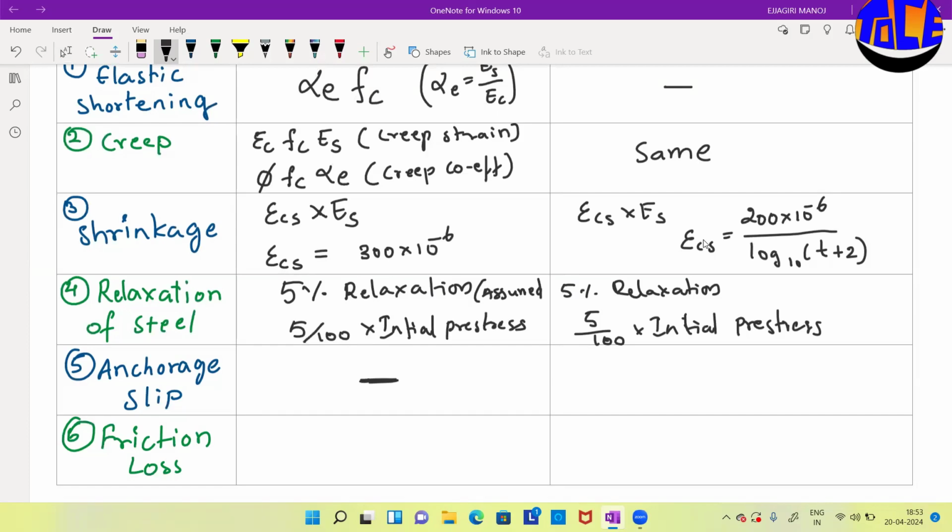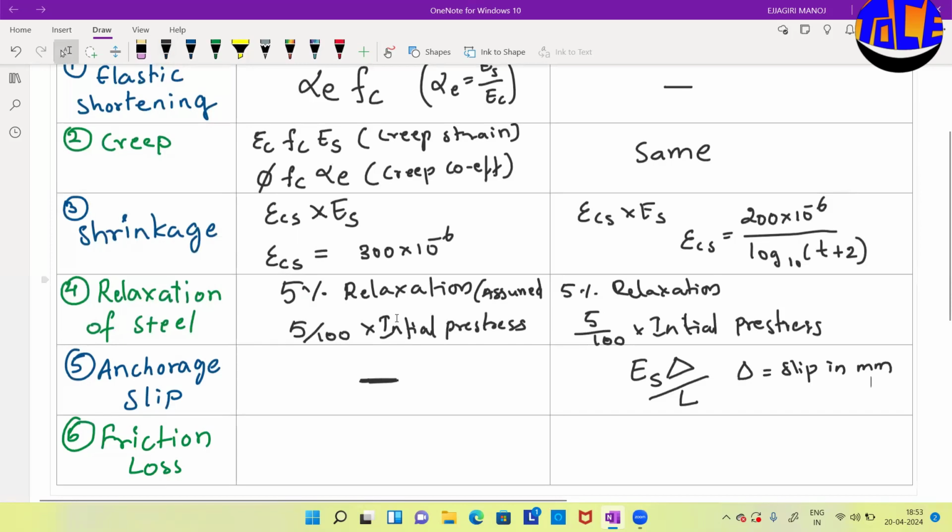So here we are going to use the formula: Young's modulus of the pre-stressed wire, the tendon, into delta, divided by L, the length of the member. Here delta is nothing but how much anchorage slip has happened, in mm. Generally it will be 1 mm, 2 mm, or 3 mm. He will mention it in the question, so that if you substitute here, you will get the answer. Remember, this delta will be in mm, so you have to convert the length also into mm, right?